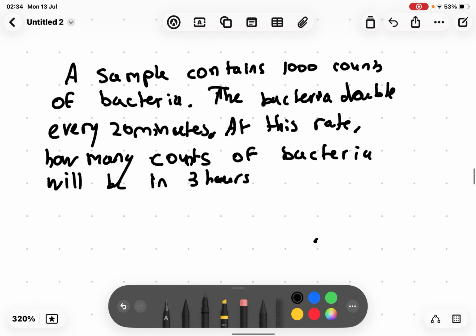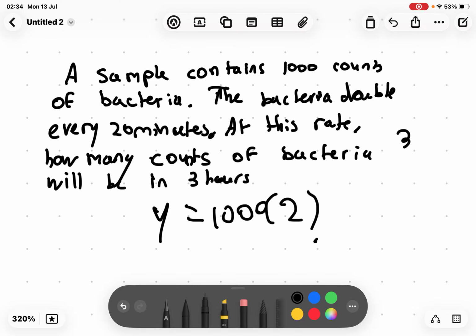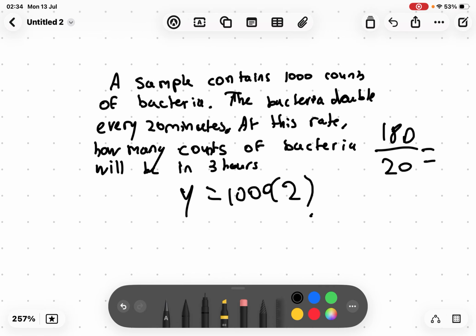Okay, so y equals 1,000, and this time this is more complicated because it's not in years, it's in hours, but that's going to be about the time. Right now the rate, so b, is going to be 2 because it doubles, and the number here, we know it's every 20 minutes. We need to know how much in 3 hours. So 3 hours is 180 minutes divided by 20 is 9. So the answer is 9.